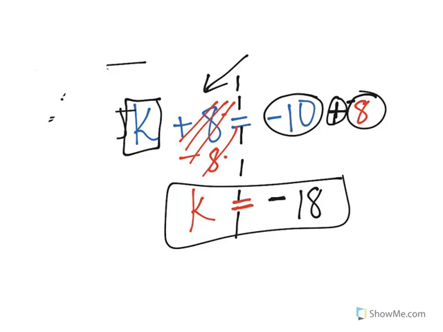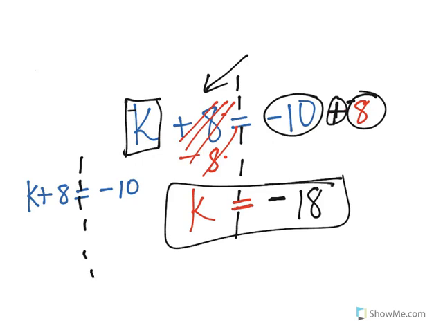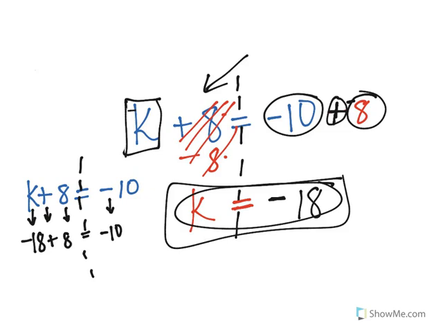But again, before I move on, I'm going to make sure I can prove my answer. So I'm going to rewrite the original problem. K plus 8 equals negative 10. I'm going to separate my rooms. In this case we said K is equal to negative 18, so instead of K, I'm going to put negative 18 plus 8 equals negative 10. Let's see if this is true.